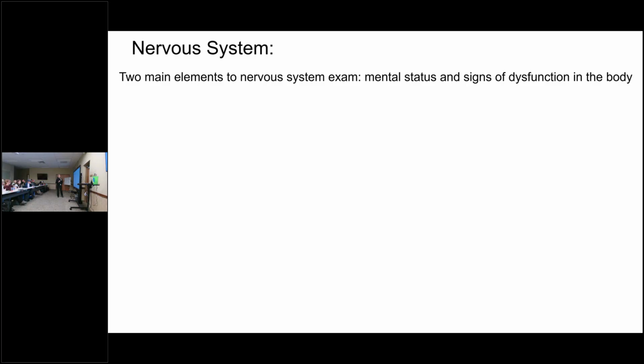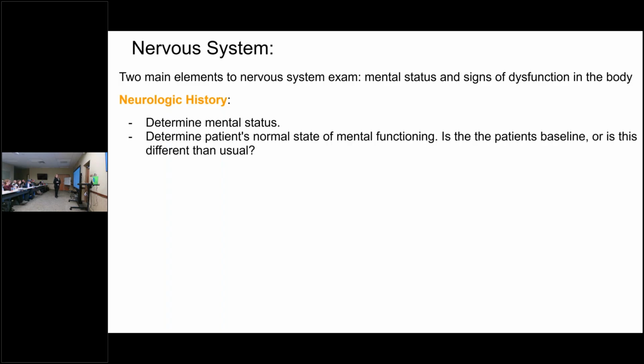So the two main elements of the nervous system exam are checking their mental status and checking for signs of dysfunction in the body. So when we're obtaining a history, we want to determine their mental status again, the patient's normal state of mental functioning. Sometimes we'll come on a patient and think that they're altered, but that's actually just their normal baseline, right? Maybe they've had a previous stroke and this is how they are in normal life, right?